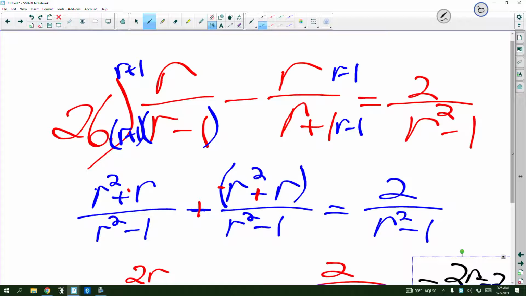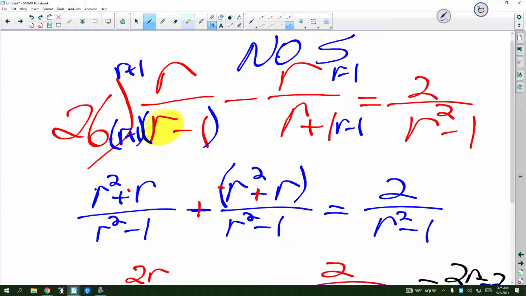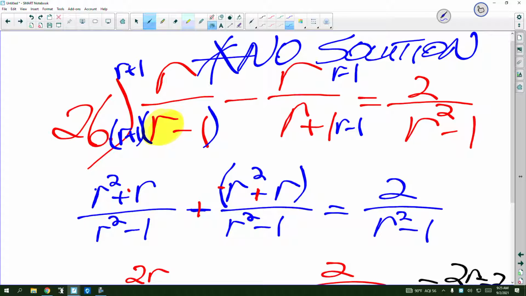Well, lo and behold, if I plug 1 into the denominator right there, what happens? 0. So the final answer is no solution. All that work for no solution.